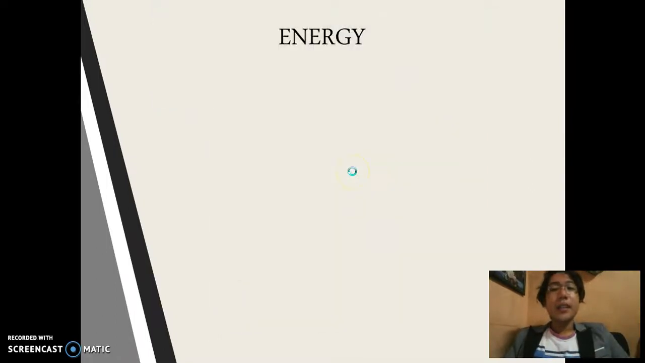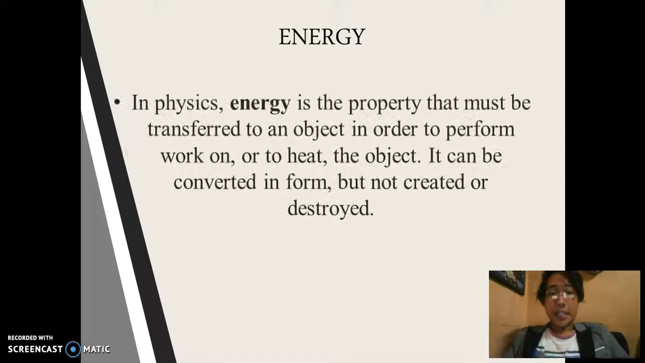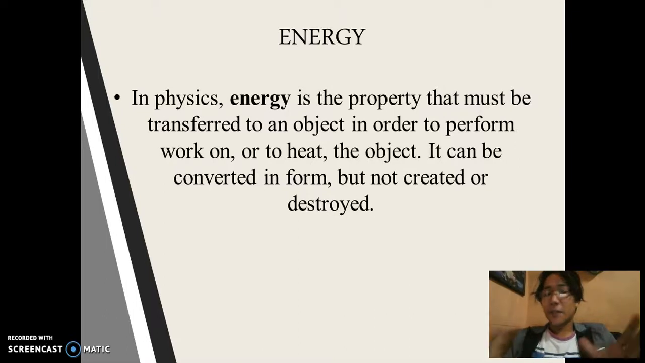That's it. Now let's talk about energy. What is energy in physics? There are a lot of definitions of energy, but the definition of energy in physics is the property that must be transferred to an object in order to perform work on or to heat the object. It can be converted in form but not created or destroyed. So energy is not created nor destroyed. Energy is energy itself. That's the correct, proper definition of energy in physics.